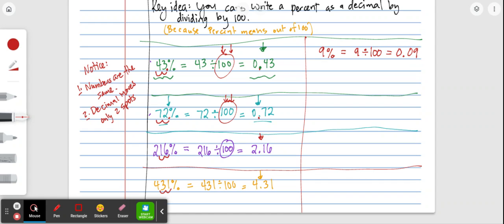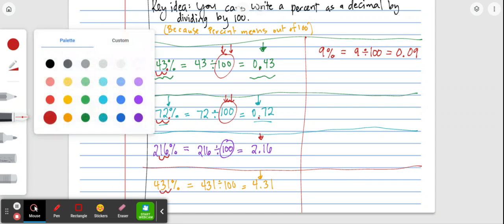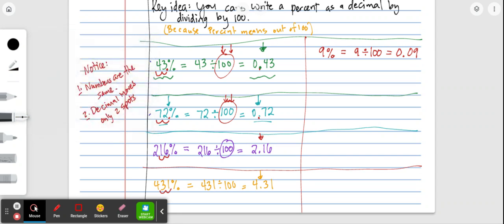Okay, this is weird because in 9%, I don't have a 0 there. So what happened? Well, if I look at my percent, there's a decimal to the right of the 9, right? And I still need to move the decimal point 2 spots. It goes 1, 2 spots. In that empty spot to the left of the 9, I have to put a 0, a placeholder 0. Okay? So when you have a single digit that's a percent, you're going to have an extra 0 in there.